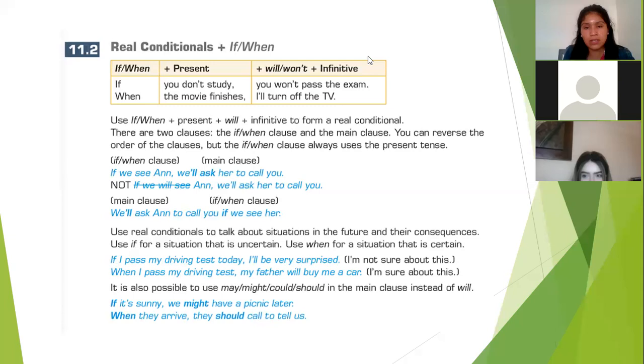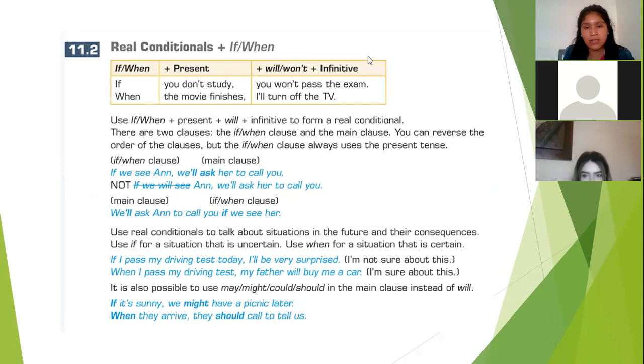Now, what is it helpful for? What am I gonna use this real conditional for? We're gonna use the real conditionals to talk about situations in the future and their consequences. Use if for the situation that is uncertain. Use when for the situation that is certain. What does this mean? I'm gonna use if when it's a possibility to happen. And we're gonna use when when I'm almost sure that it's going to happen. I don't know if I'm clear. It's a slight difference between them.